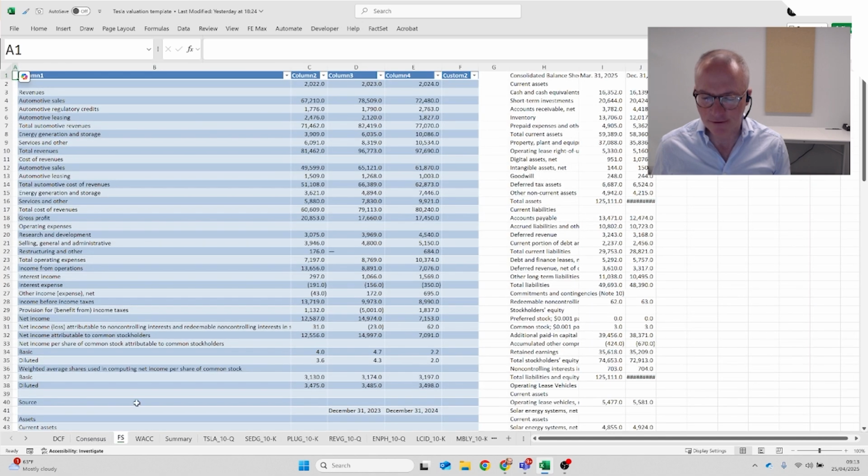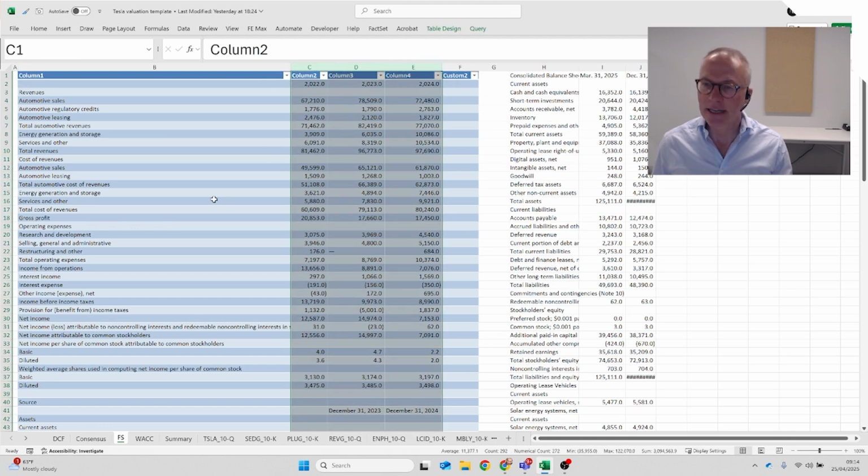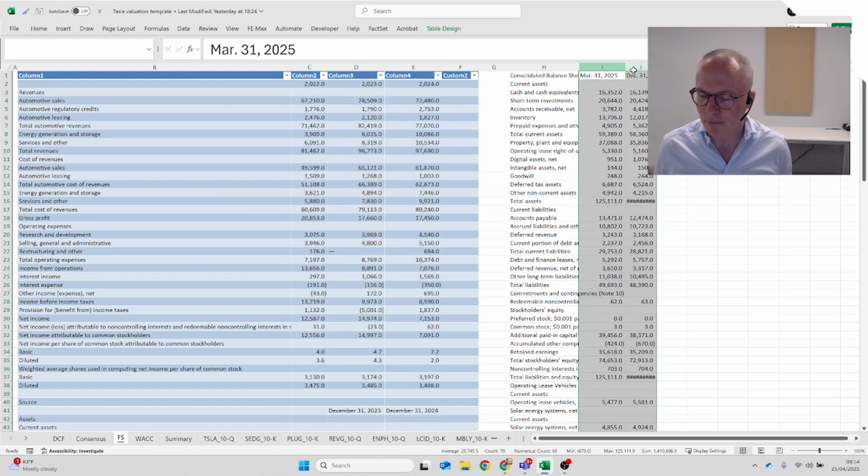I've also pulled in the financial statements for Tesla for the last 3 years. This is the historical financial statements for Tesla: the income statement, balance sheet, and cash flow statement. And then I've also pulled in the most recent quarterly balance sheet for Tesla, and I picked that up from our Felix platform.